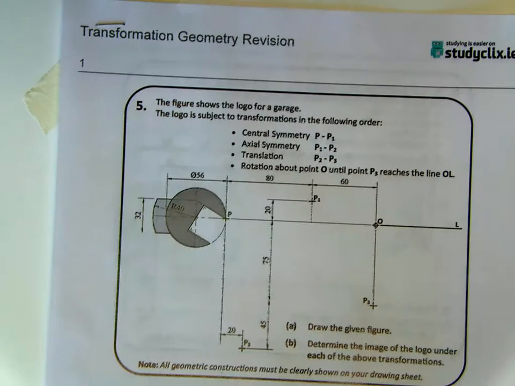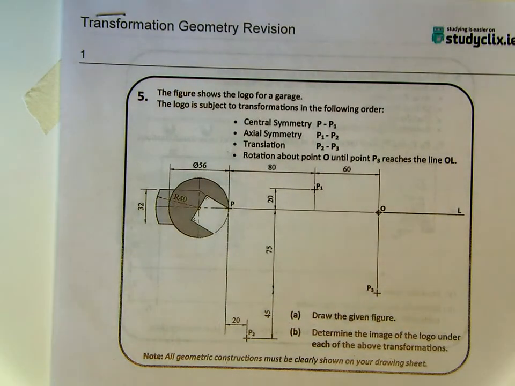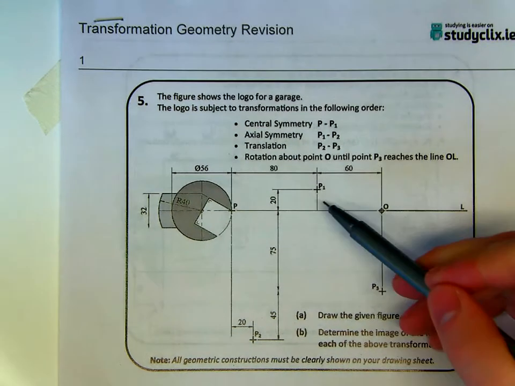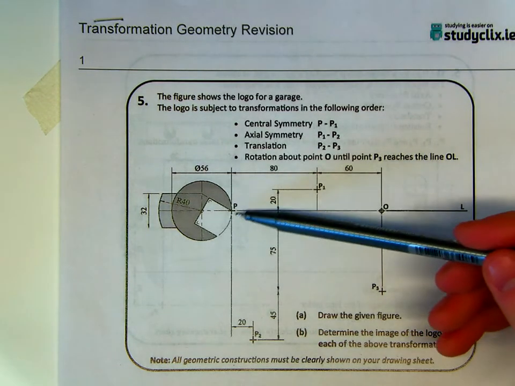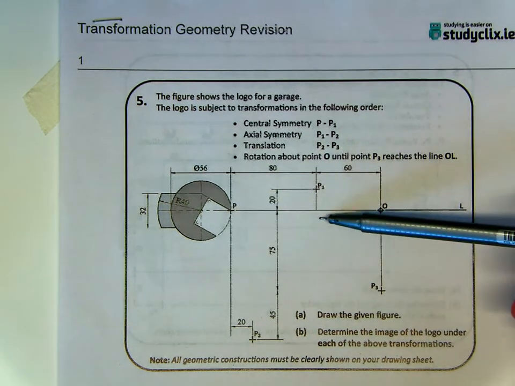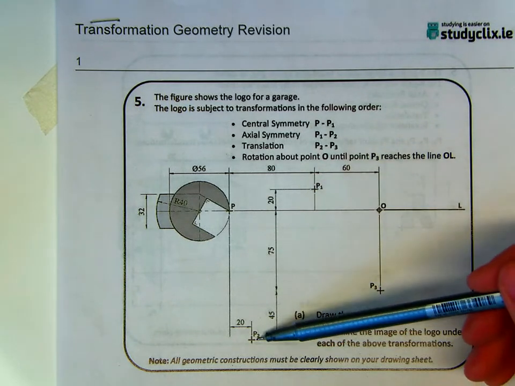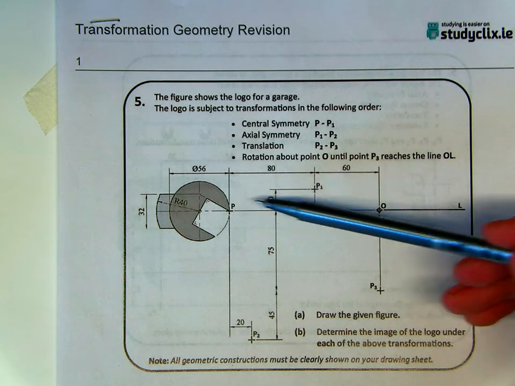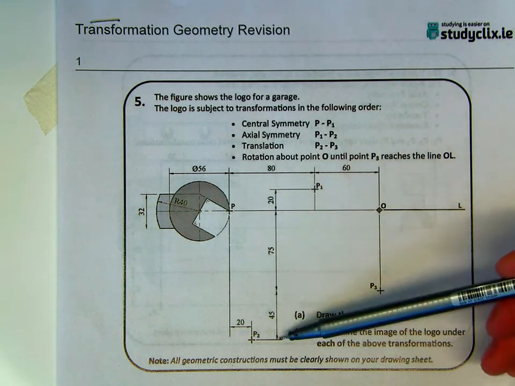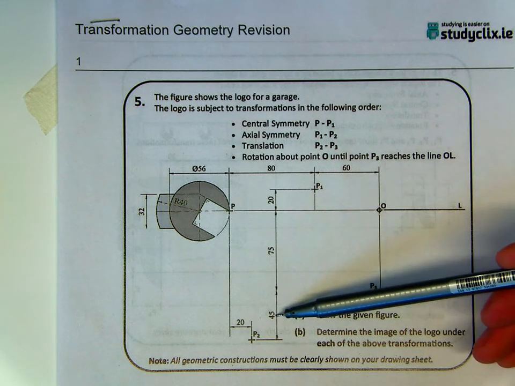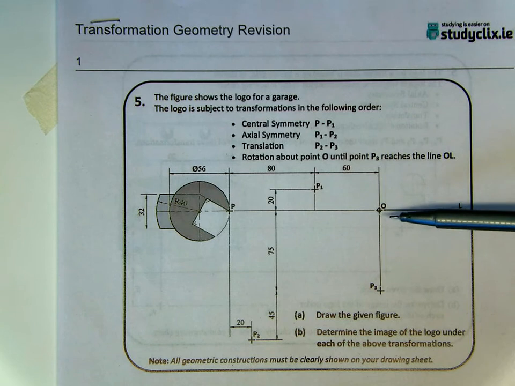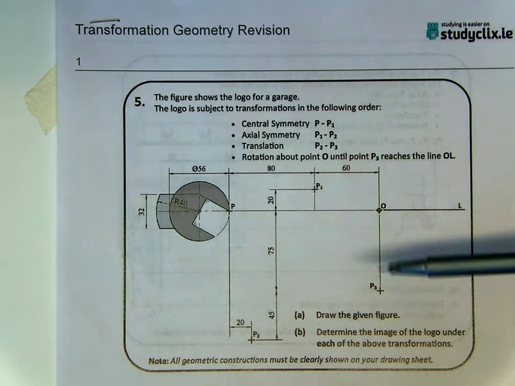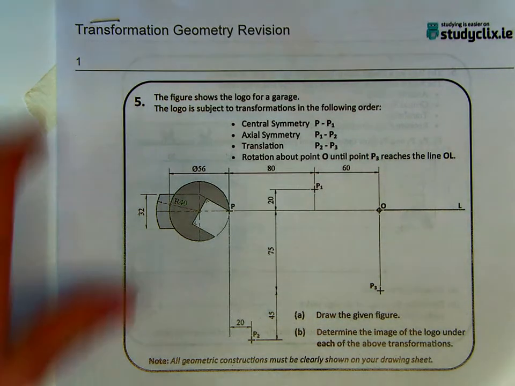So if we just zoom out here and look at the question again, we can see that I have drawn the given figure. Now I need to go and find P1, P2, P3, and the line from O to L. So as we can see from P, P1 is over 80 and up 20. P2 is over 20 and down 120, so 75 plus 45 is 120. And then P3, I need to go over 60 and down 75 to find P3. So I'm going to find those now.